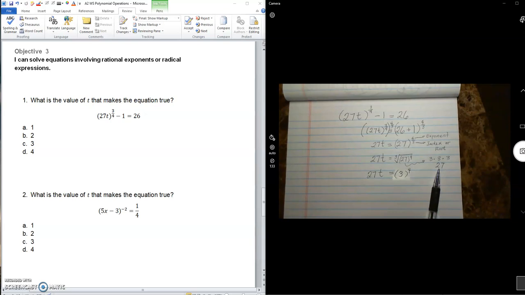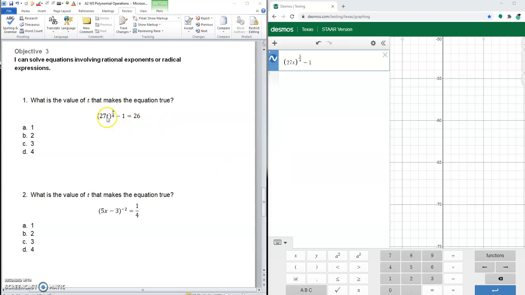And so now, after getting the cube root, we're now going to raise it to the power of 4 and solve for t. 3 to the fourth power is 81. Bring down 27t and divide both sides by 27. So t is 3 and the answer is C. Okay, now using Desmos, we want this to be equal to 26. So if I plug in here 3, it should equal 26. Okay, put parentheses, replace the x with a 3, and the answer is 26.